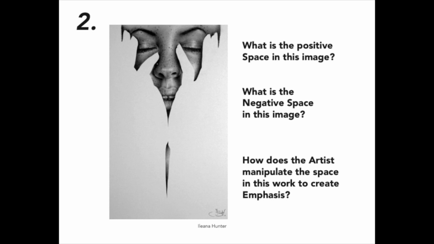You could argue that the woman's hands are part of the positive space. However, her hands have no detail, and the shapes of her hands blur into the negative space. This is a great example of how an artist can manipulate the space in their artwork. I'd like to share with you 2 more examples of how artists can manipulate positive and negative space.